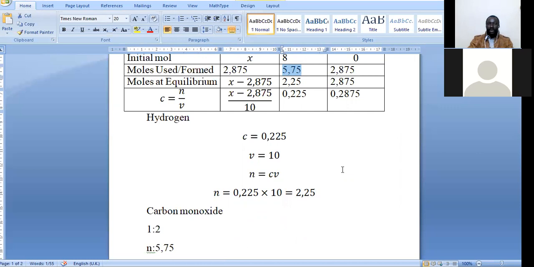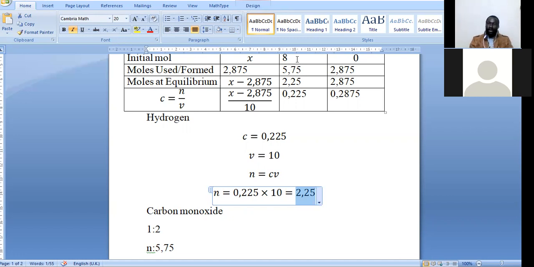Well, what we have calculated here is the number of moles of hydrogen at equilibrium. But they said the number of moles of hydrogen initially is 8. You see? So if initially we had 8, and right now we have 2.25, the question is, how much have we used? To find what we have used, we have to look at what we had initially, then from it, we take away what we have right now.